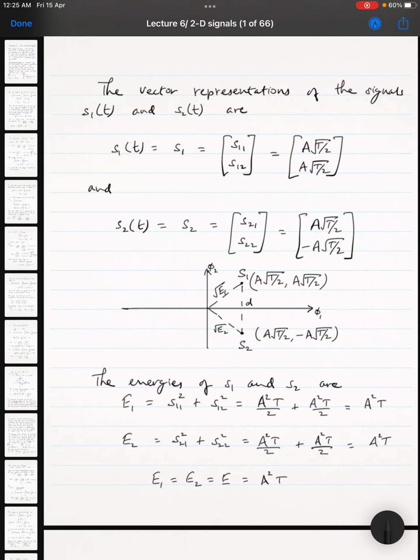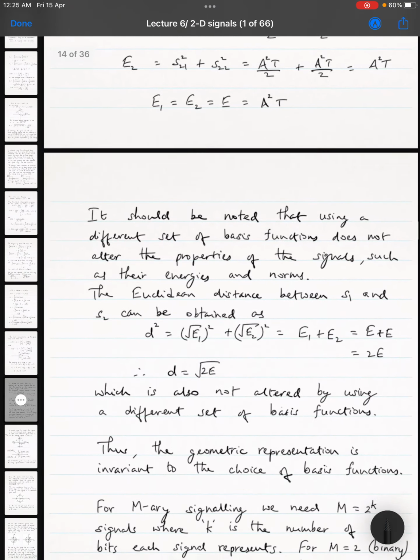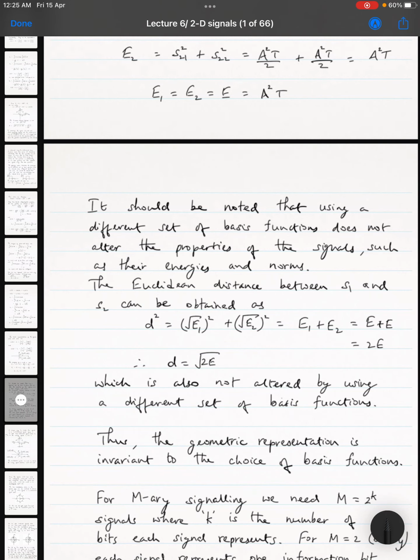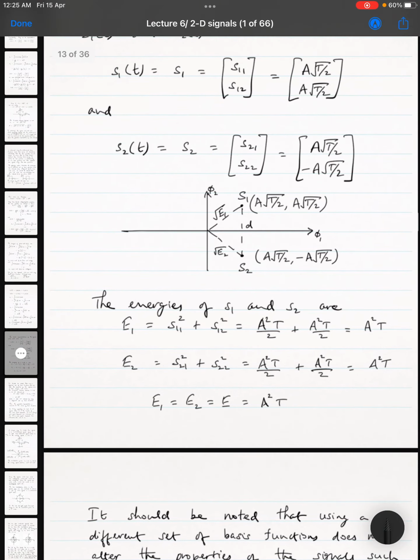The next thing is we can also compute the distance between these two points and verify that we get the same answer which we got earlier. And the answer was that the distance between the two points was root 2E earlier. We get the same value over here as well. So if you compute the distance between these two points, d is equal to root 2E, which is the same distance we had in the previous case as well. So even though we are using a different set of basis functions now, the distance between the two signals is still the same. So that is also preserved.